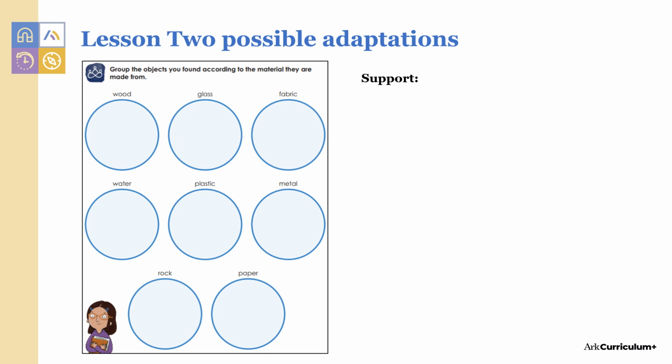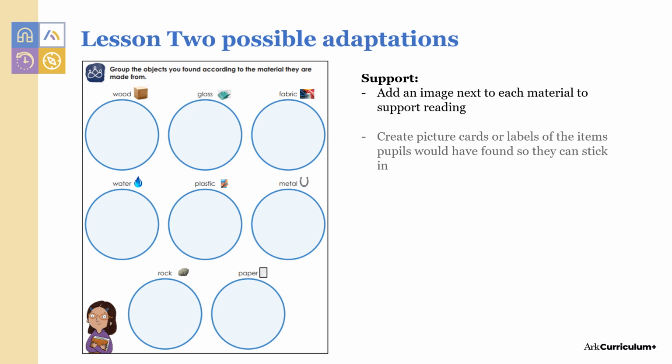In Lesson 2, pupils need to group the objects they have found according to the material they are made from. You can support pupils by adding an image next to each material name to support the reading. You could create picture cards or labels of the items pupils have found so they can stick them in. And you can add an example inside each circle before pupils begin.